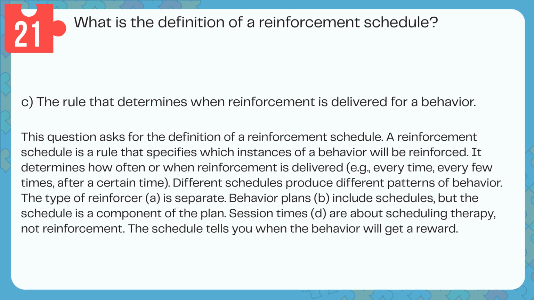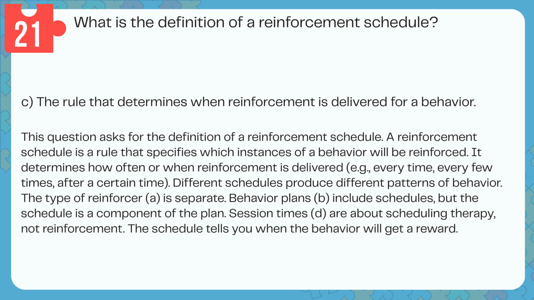Answer: C. The rule that determines when reinforcement is delivered for a behavior. This question asks for the definition of a reinforcement schedule. A reinforcement schedule is a rule that specifies which instances of a behavior will be reinforced. It determines how often or when reinforcement is delivered. Example: every time, every few times, after a certain time. Different schedules produce different patterns of behavior.